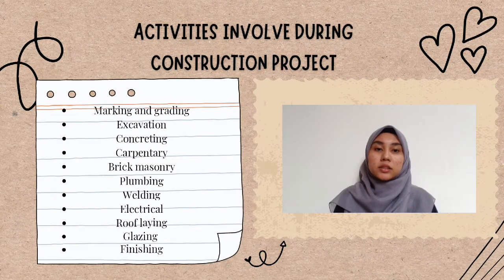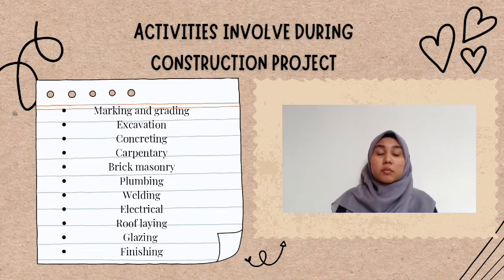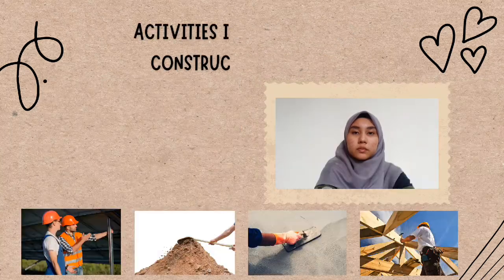This is about the third content, which is the activities involved during a construction project. There are 11 activities involved during a construction project, which are marking and grading, excavation, concreting, carpentry, brick masonry, plumbing, welding, electrical, roof laying, glazing, and lastly finishing. So these 11 activities are included during a construction project.